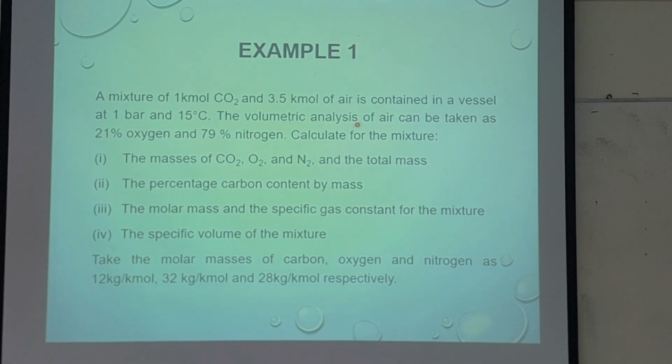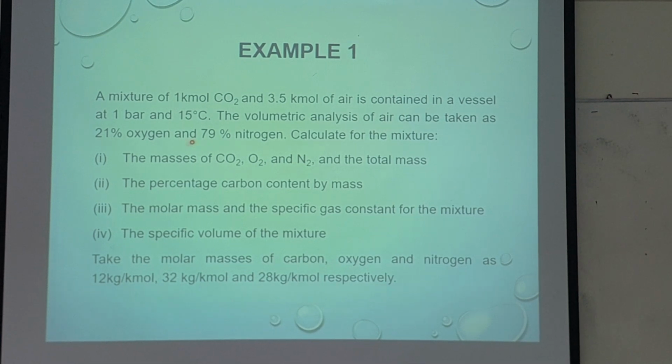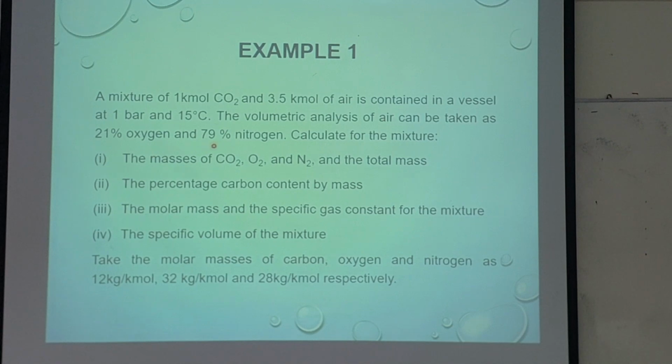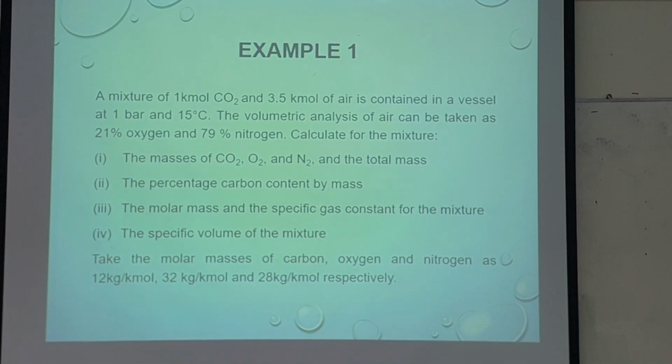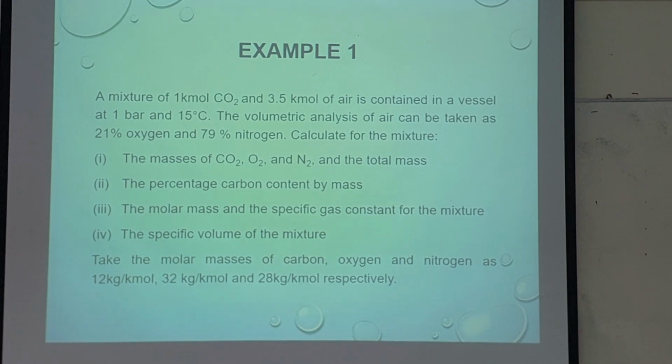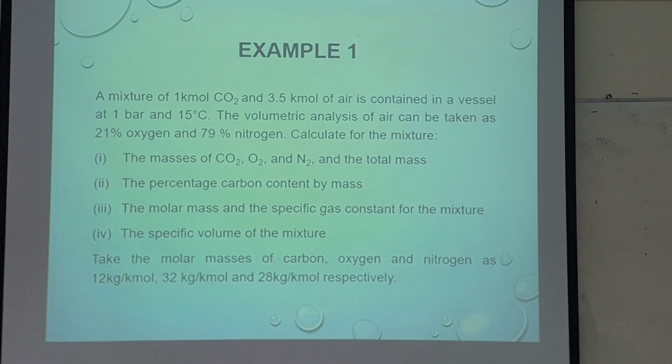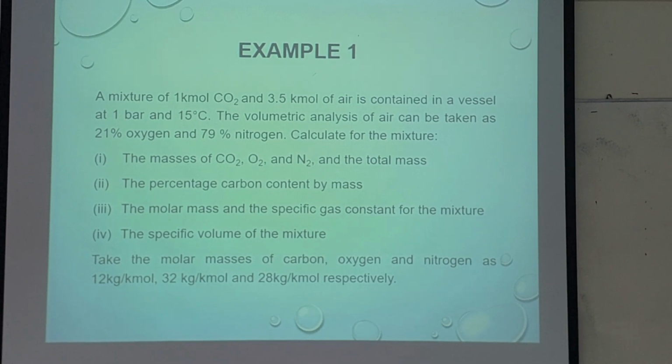So volumetric analysis of air can be taken as follows. For the air, you have the volumetric analysis, which, like I mentioned, is basically mole fraction. This is to split up the 3.5 kilomole of air, so that you know how many kilomole is oxygen and how many kilomole is nitrogen. So number one, you are asked to find the mass of CO2, O2, and N2, and then the total mass.